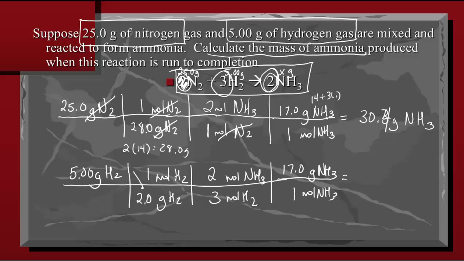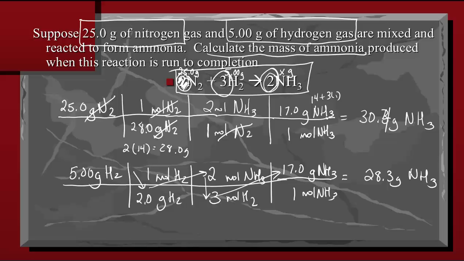5 divided by 2, enter, times 2, enter, divide by 3, enter, times 17.0. What? Are we sure? Yes? Okay. Now, listen very carefully. Here comes the important part. Listen.